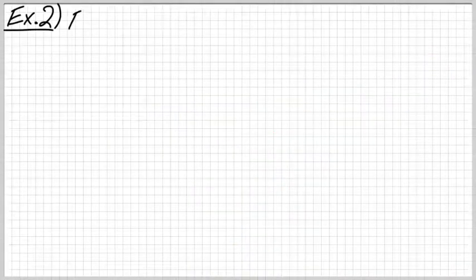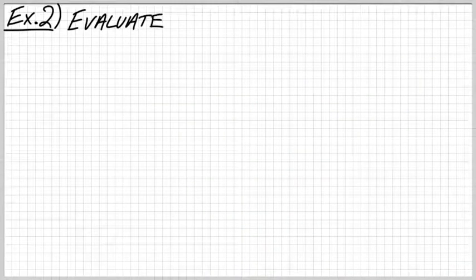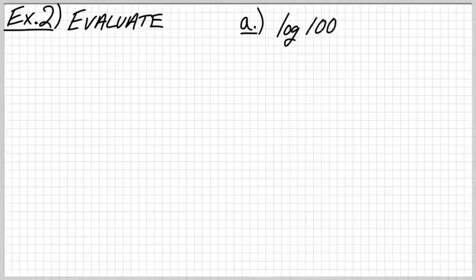Okay, so example 2, and it's got multiple parts. The directions are just to evaluate. So I'm going to have you evaluate some logs, which essentially means just come up with a value for them. The first one, part A, is log of 100. This value ends up being pretty simple, depending on how you look at it. If there's no number here on the base, we know that's just 10.